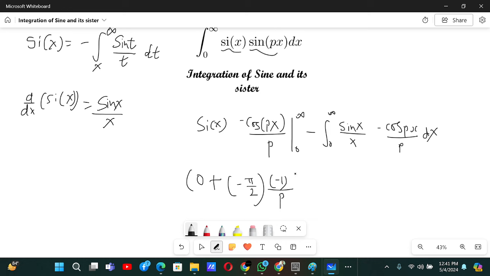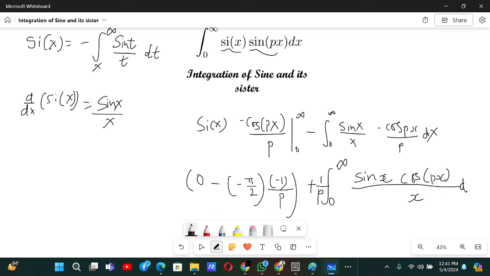Did that work? And here there should be a minus sign. Can you check? Yeah. So 0 minus minus pi by 2 minus 1 by p. Yeah, good. It's going good. Minus, now for this one, minus minus will be plus. In 0 to infinity, sin x cos px, 1 by p over here, by x dx.